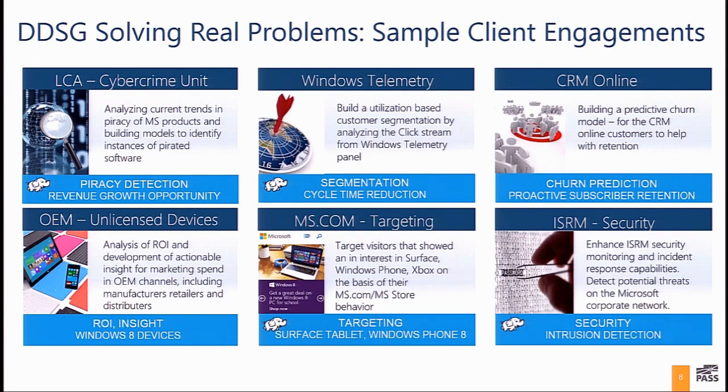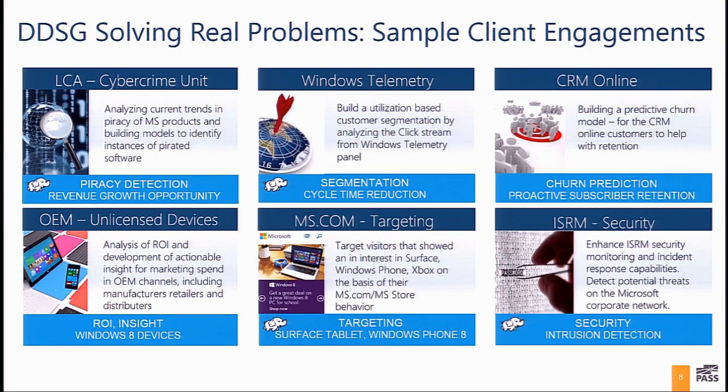If you see the little elephant, those are our big data type of projects that we worked on. We've done everything from Windows telemetry with segmentation and cycle time. Val is going to talk a little bit more about the ms.com targeting in detail. We have worked on churn models. We do a lot of churn models internally. Microsoft has a lot of properties, and we really want to understand how we can improve the customer experience. We really do try to do this, and we work really hard at it.